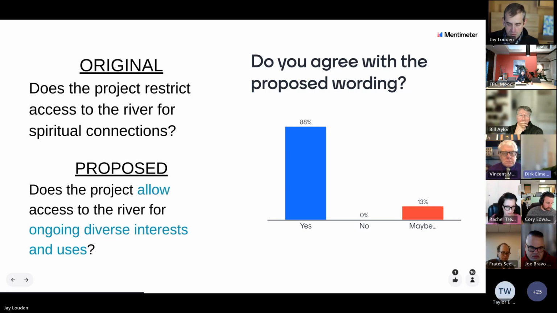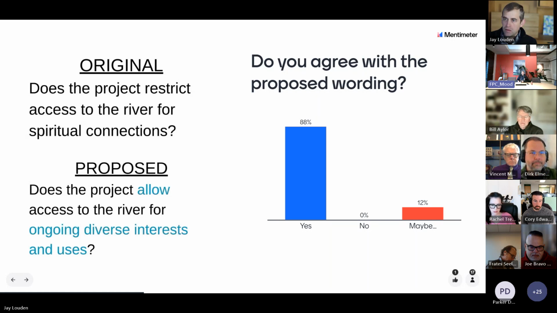So I was one of the maybes. On the ongoing diverse interests and uses, is that defined in any way? Like, you've now broadened it so much, does it really guide? Or is it that the more diverse uses it includes, the better it ranks? Allison, you want to jump in on that? I don't disagree with you. This was a proposed wording change, so I put it in there.